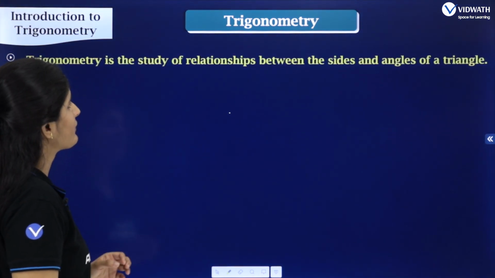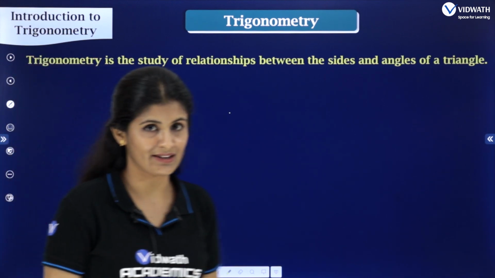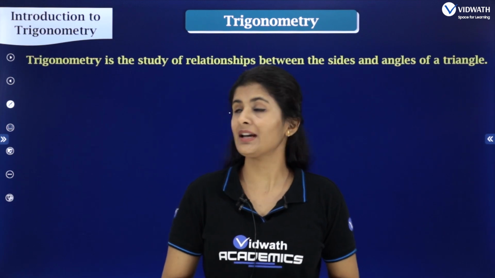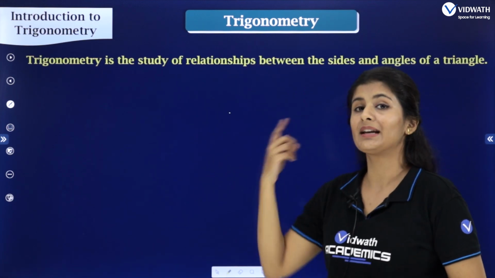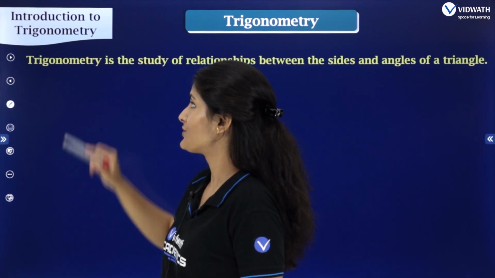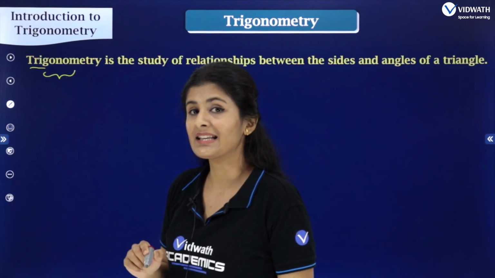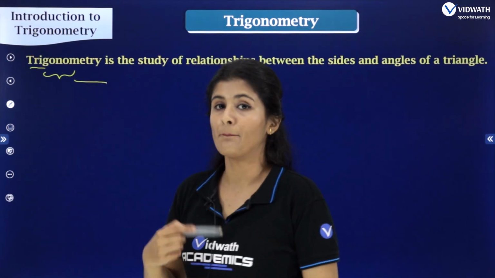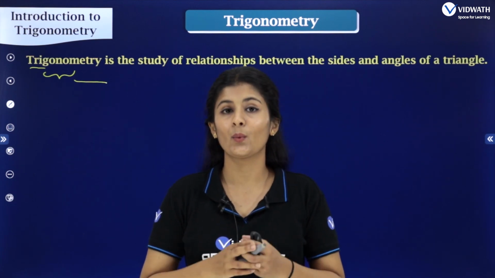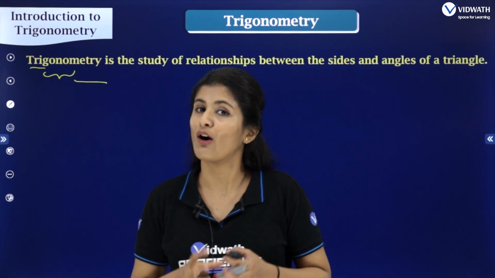Trigonometry is the study of the relationships between the sides and angles of a triangle. A triangle has 3 sides and 3 angles. Trigonometry is nothing but the study of the relationship between these angles and the sides. In fact, in the word trigonometry, tri means 3, gon means sides, and metry means measurement. By making use of the measurements of the 3 sides of the triangles, we can frame the relationship between the angles and the sides of a triangle.